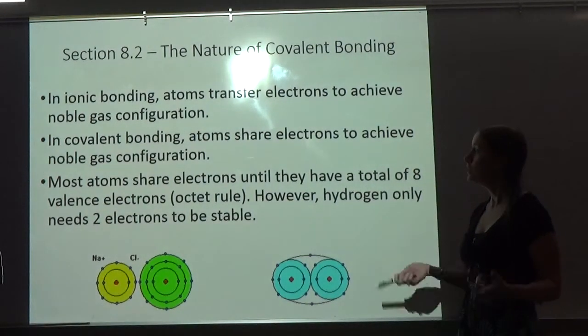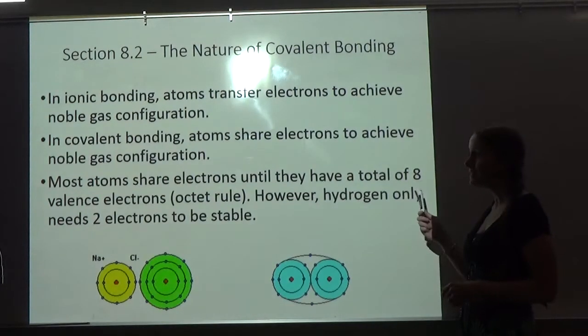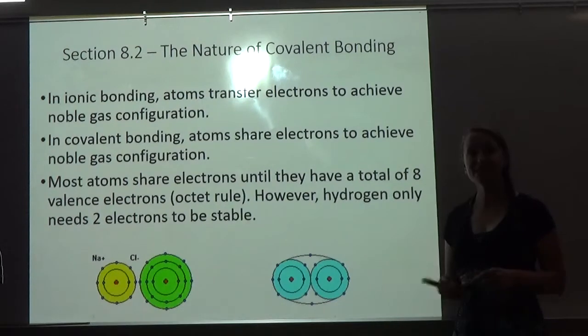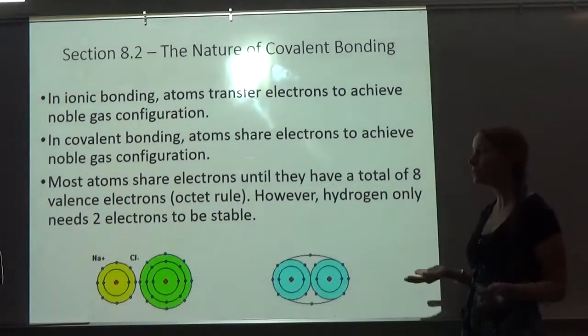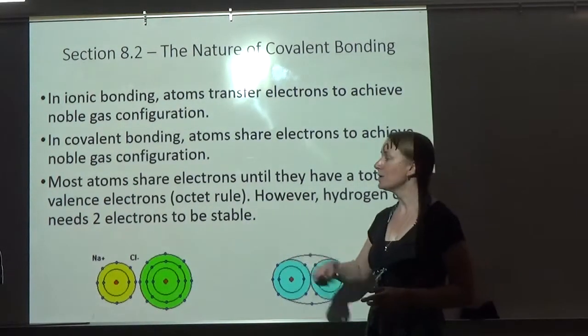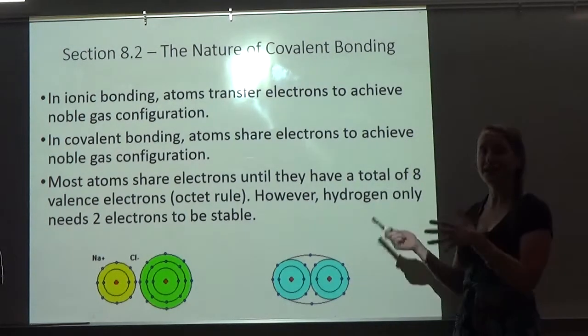When covalent bonding, atoms share electrons to achieve noble gas configuration. So remember, they're trying to be like a noble gas because they have a full valence shell of electrons. Most atoms share electrons until they have a total of 8 valence electrons. This, of course, is called the octet rule. However, hydrogen, because it's in the first energy level and can only hold 2 electrons, only needs 2 electrons total to be stable like helium.